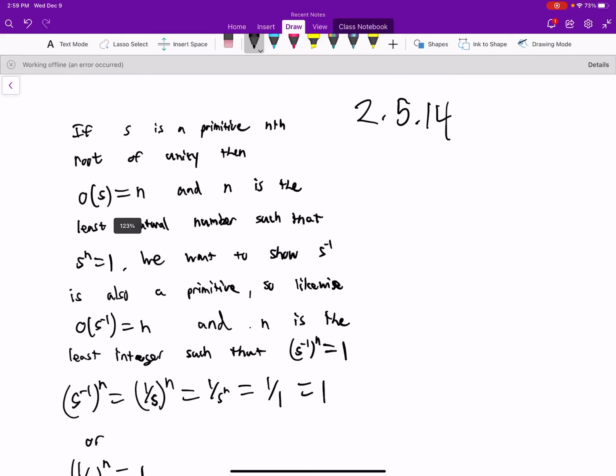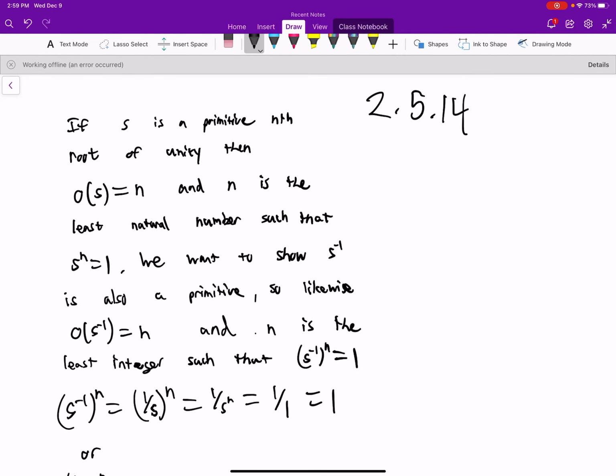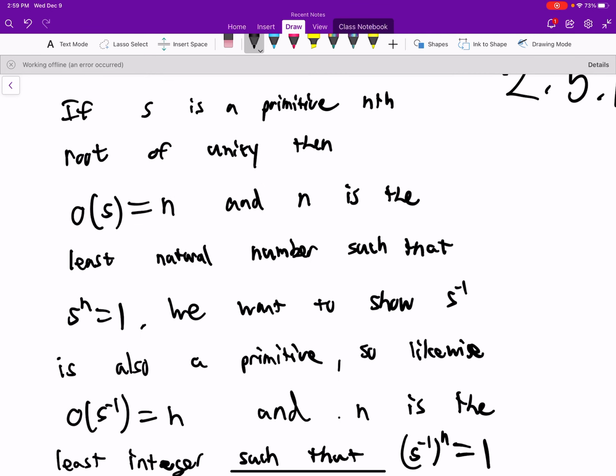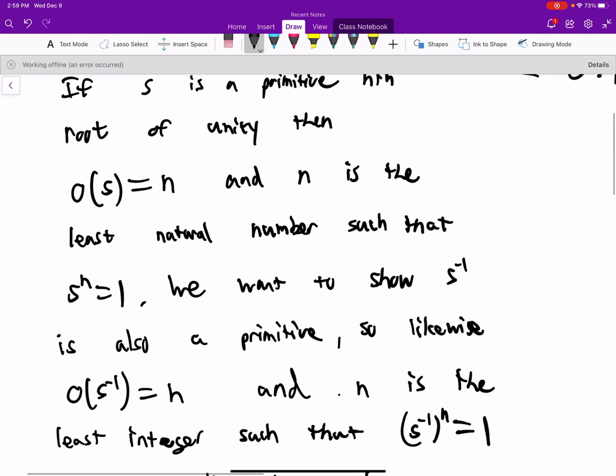Okay, we're looking at 2.5.14. If s is a primitive nth root of unity, then so is s to the negative 1. All right, so first thing I did was show that the order of s is n, and n is the least natural number such that s to the n is 1. We want to show that s to the negative 1 is also a primitive.